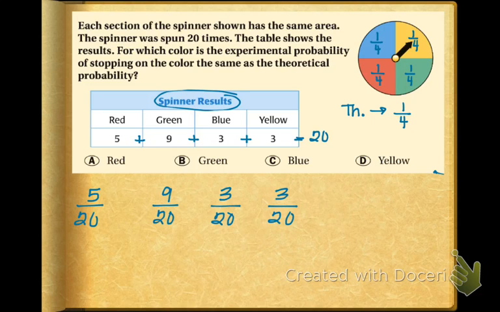Now, we need one of these that reduces to 1/4. 5 over 20 reduces to 1/4. So the answer would be A, red. The experimental probability, the data results we got, matched the probability that in theory we should have. Okay?